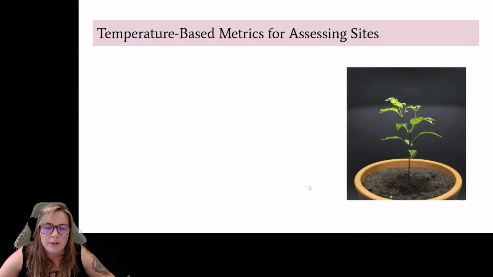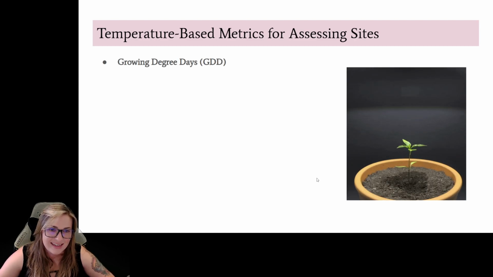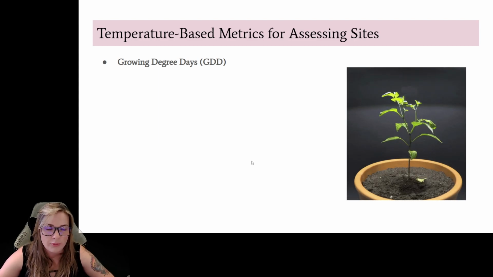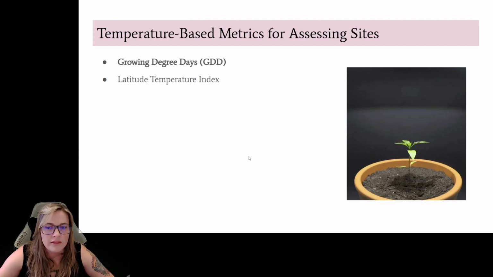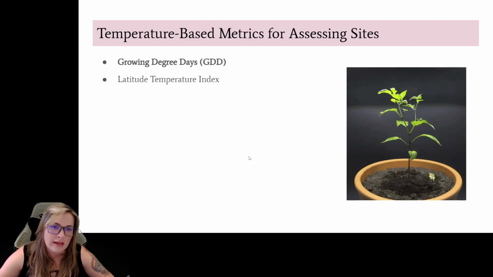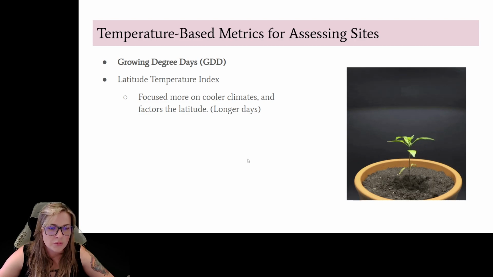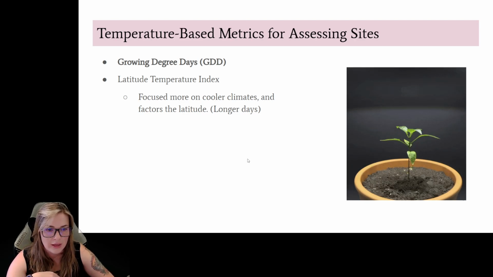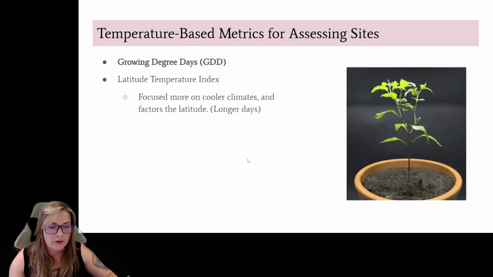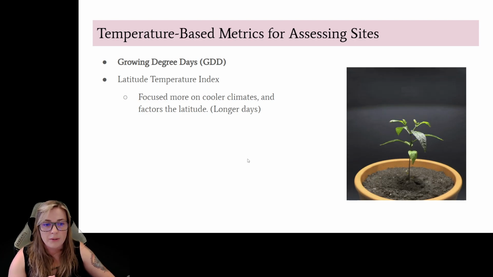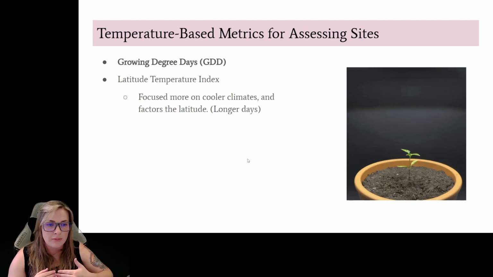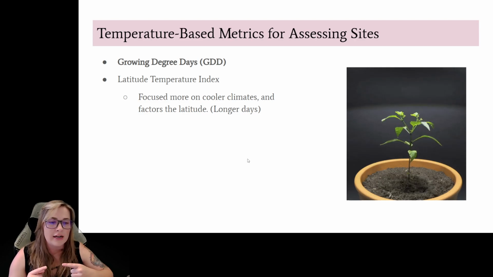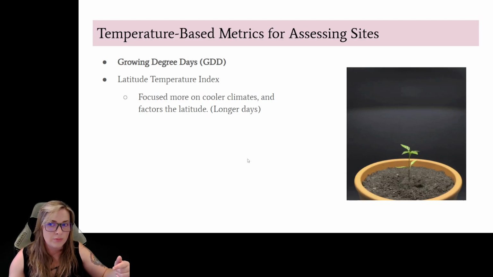Okay, so temperature-based metrics for assessing a site. We have growing degree days, which we briefly mentioned, but we'll get more into. The textbook also goes into some fun ones like latitude temperature index, which is much more of a focus on cooler climates, but also factors in the latitude of that location. Like New Zealand, for example, is a cooler climate region, but it's an exception because of its latitude position. It actually has a longer day to grow than other cool regions that are closer to the equator, right? So that factors in that component.